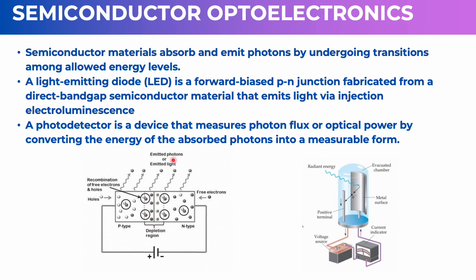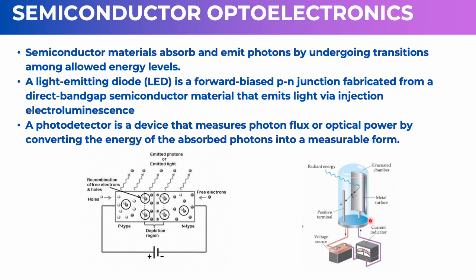As we see here, the photons are emitted. The energy of the emitted photons corresponds to the band gap of the semiconductor material, and so this determines the color of the emitted light. Because we can control the semiconductor's band gap, this enables us to produce LEDs that emit light across a wide range of colors. So this is about light emitting devices.